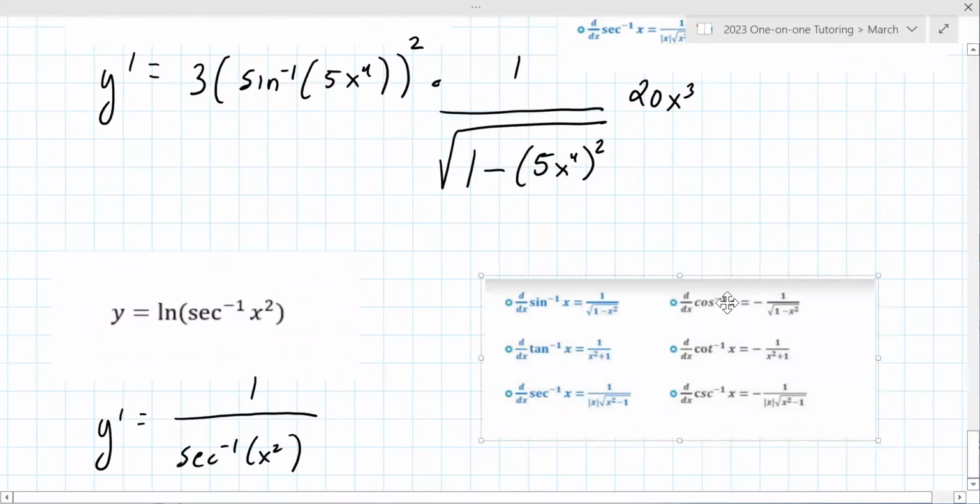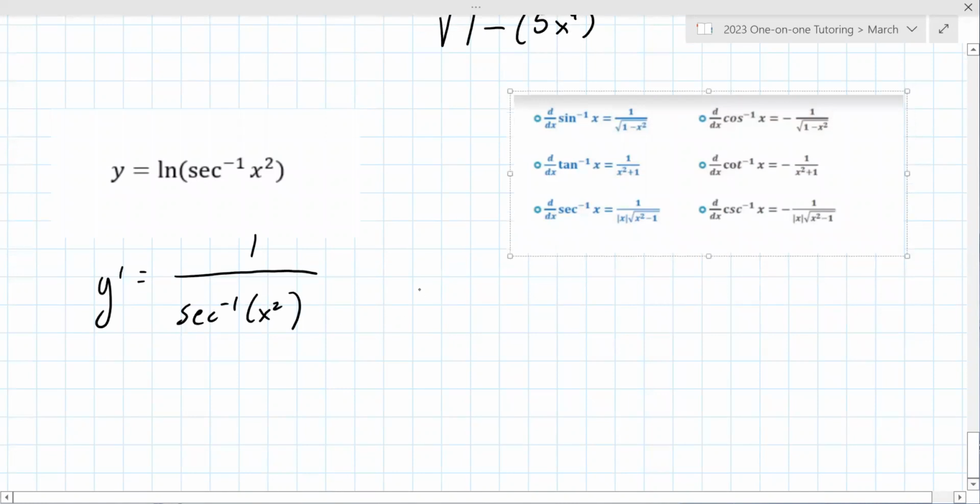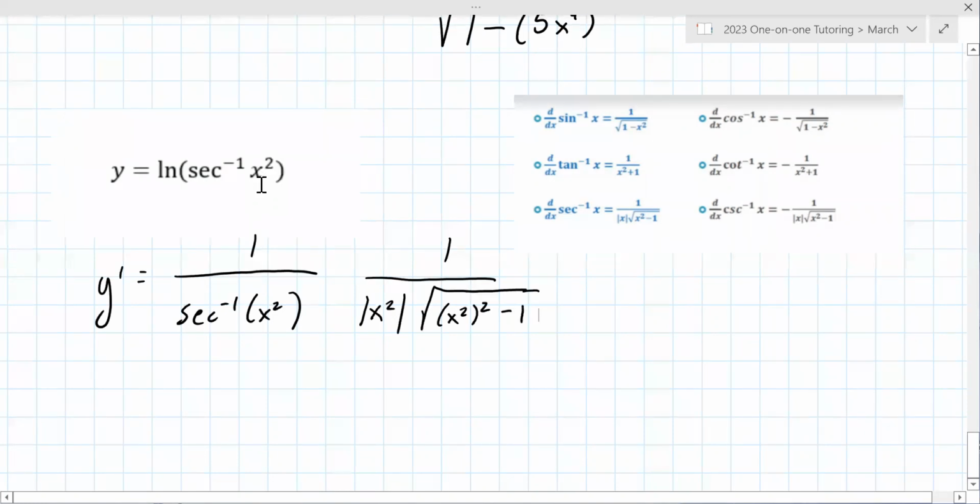They've all kind of got the same form, but there are little wrinkles between them. You should know that secant and cosine kind of match in some ways, so there are some things there you can leverage. So this becomes 1 over the absolute value of x squared times the square root of x squared minus 1. And then you have to take the derivative of the innermost function, x squared, times the 2x.